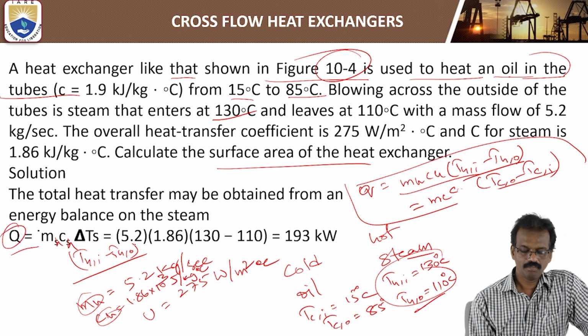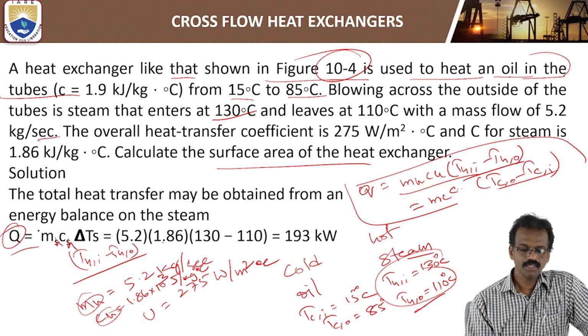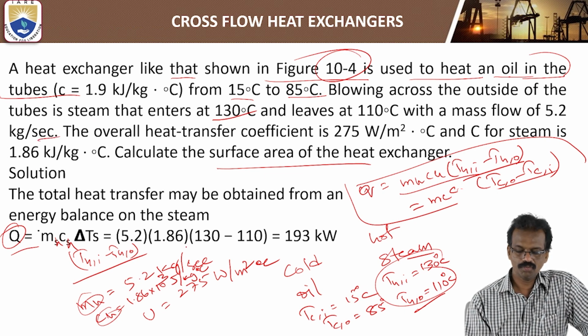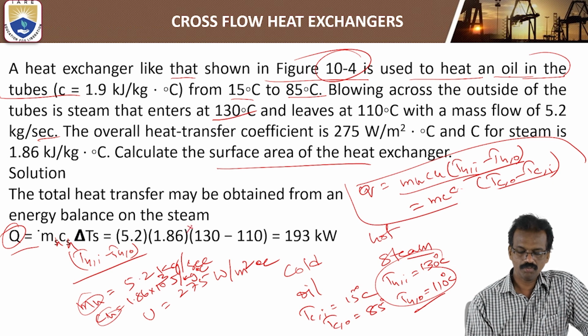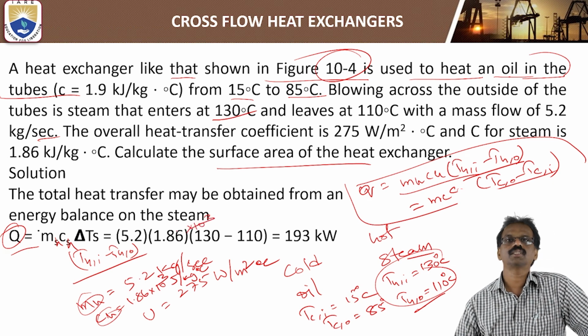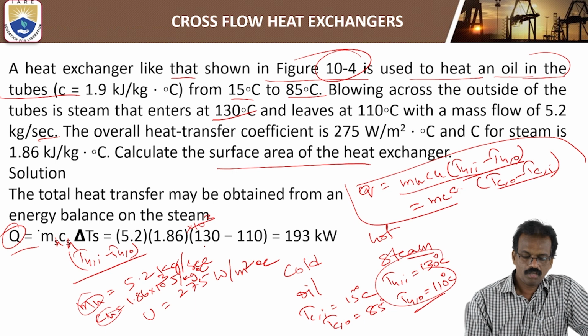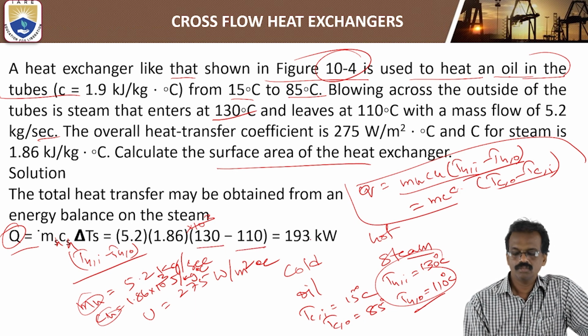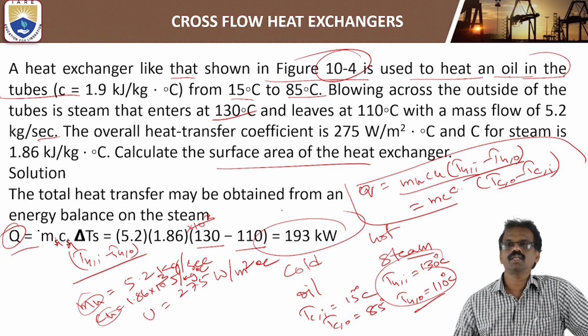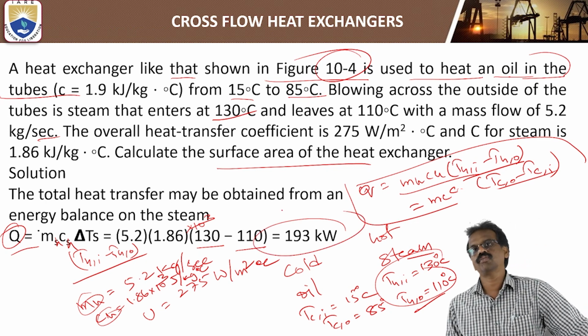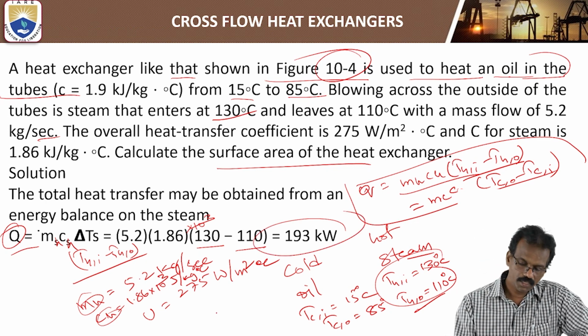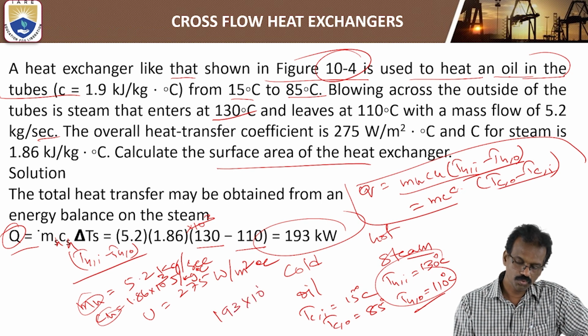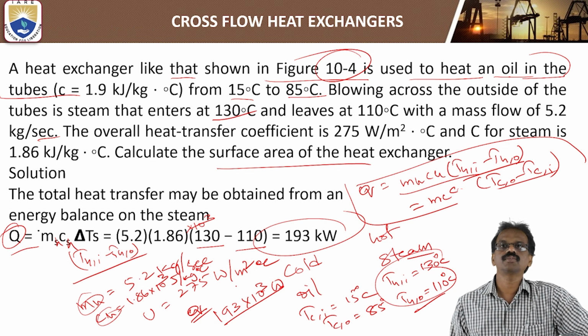It means mass flow rate is equal to 5.2 kg per second into 1.86 kilojoule per kg Kelvin, that is into 10 cube. Hot fluid inlet is 130, hot fluid outlet is equal to 110. Okay, if you solve this one, you will get 193 kilowatts. So 193 into 10 cube watts. So this is the value of Q.